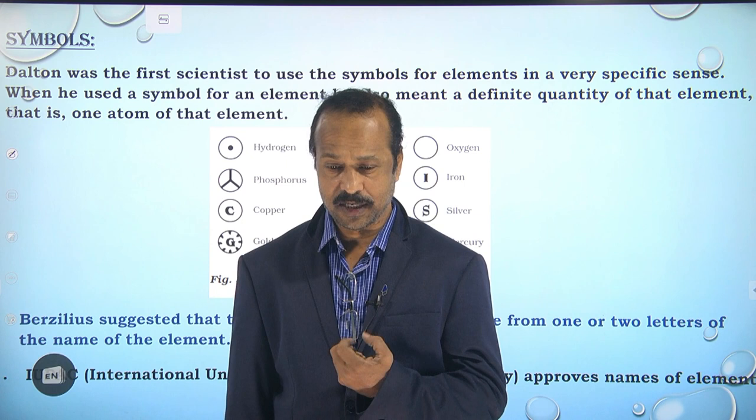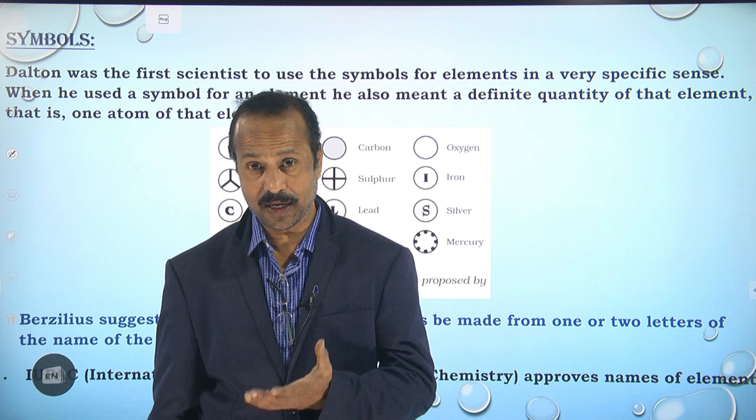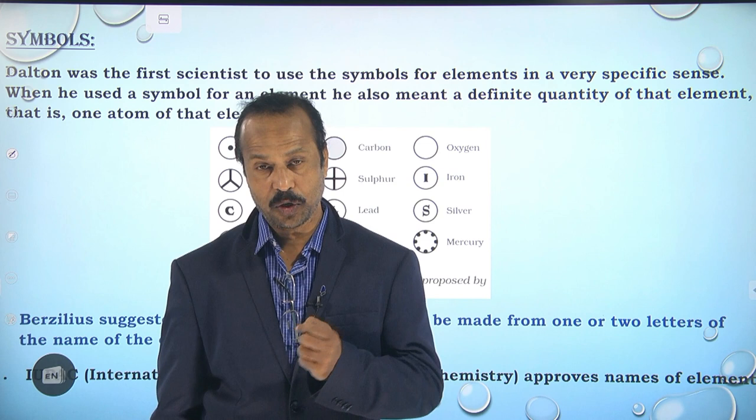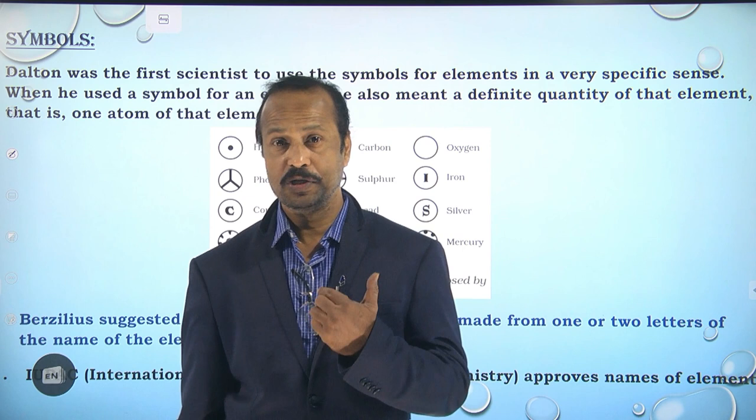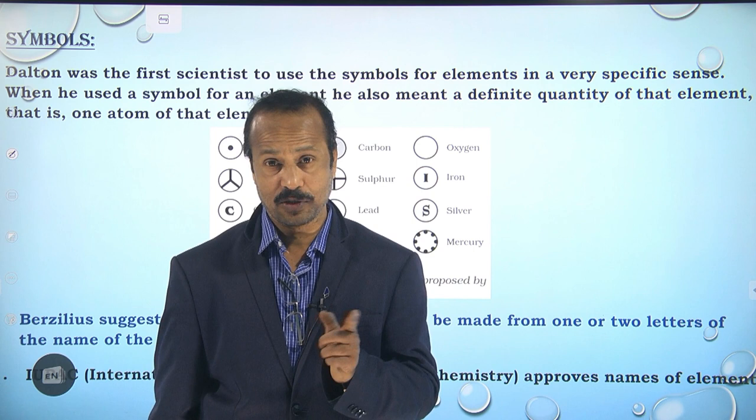For some of the elements the symbols are fine, but it became difficult to write chemical reactions or to remember these symbols. Then Berzelius, who was a scientist, was the next one who introduced the method of representation of elements that we are following now. Berzelius said that the symbols Dalton gave are not quite good, and it is difficult to remember them as well as to write chemical reactions. So that is what he has done.